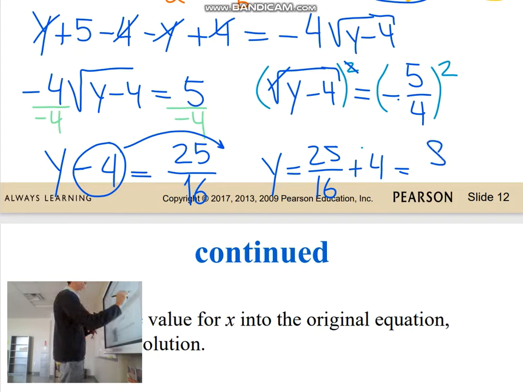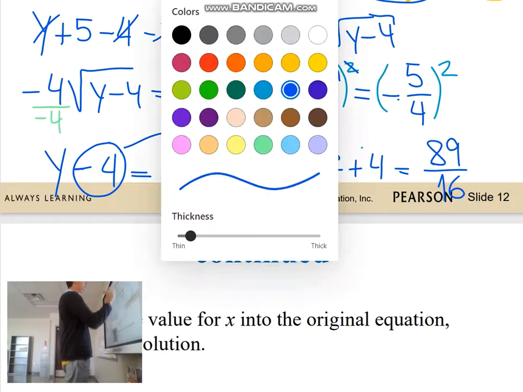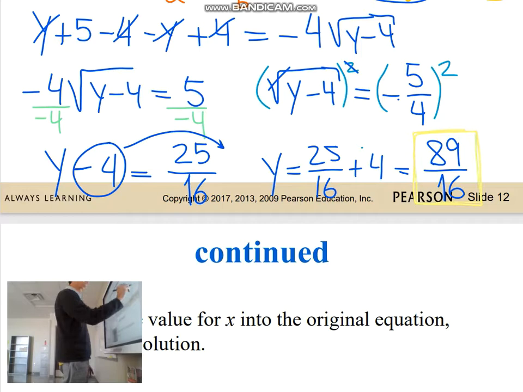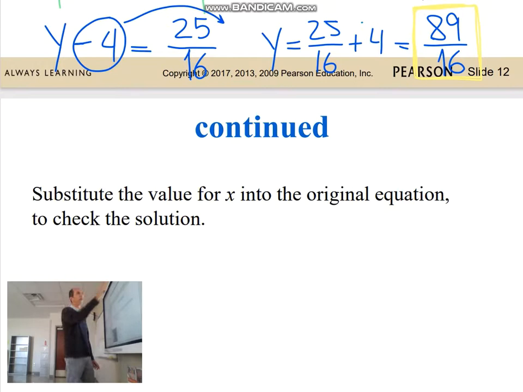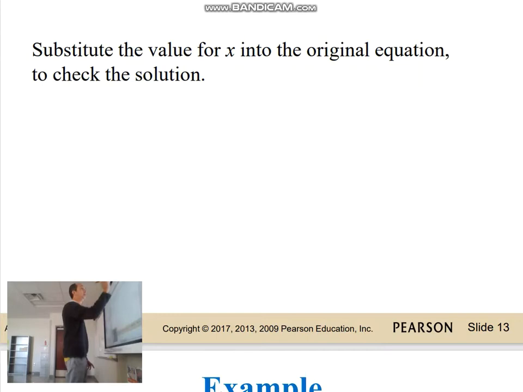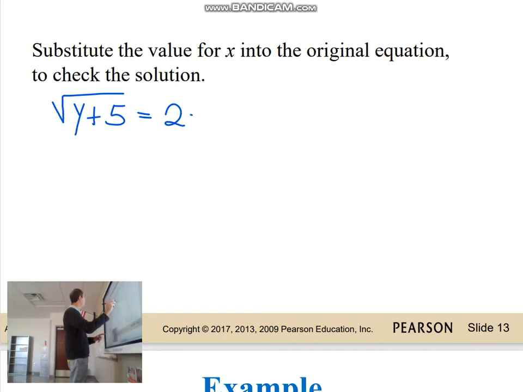Okay, this is interesting. Now we have a solution, but again, we had to apply the power of the square on both sides, then apply the square on both sides again. You change the original equation. You have to apply this solution into the original equation to make sure the solution is good. So substitute the value we just found, 89 over 16, into the original equation. And the original equation, just to remember, is square root of y plus 5 equals 2 minus square root of y minus 4. This is the original equation, right?